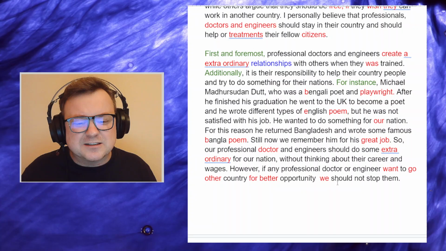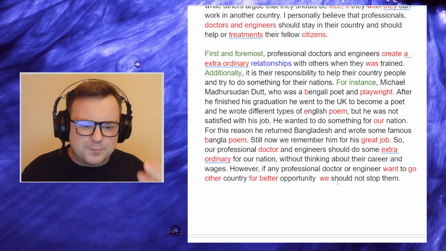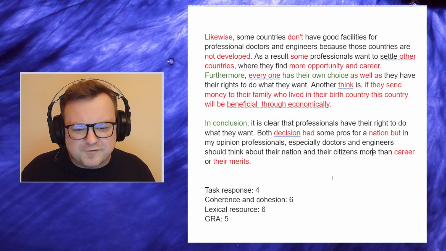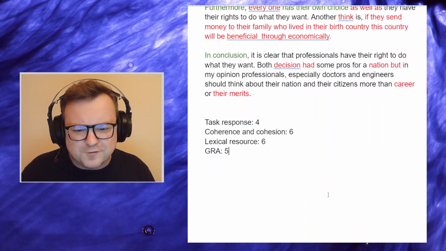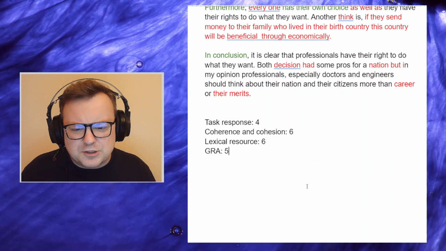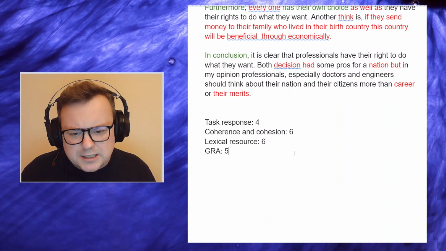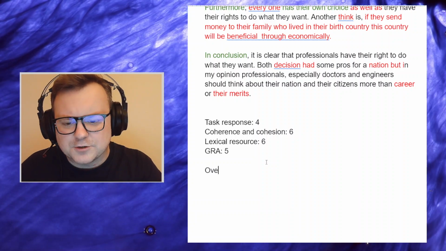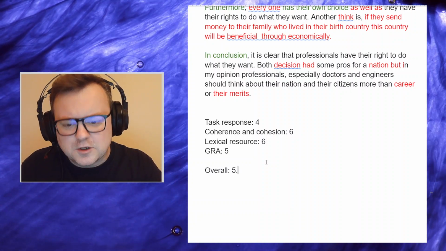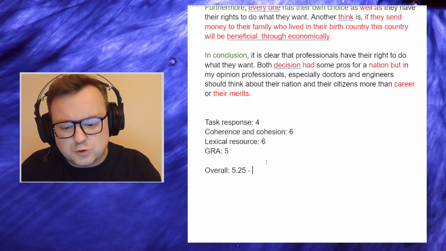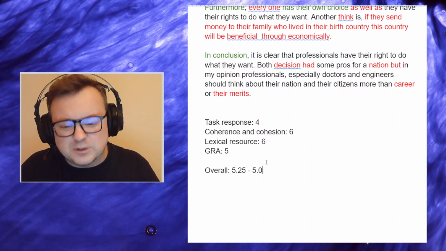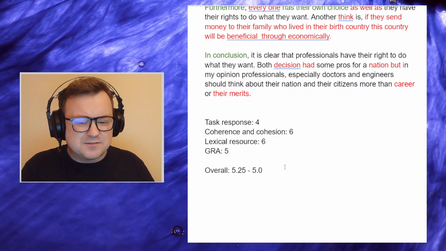And also, the candidate can't control singular nouns and plural nouns. And for me, that's a big red flag. And so I can't award higher than a 5 for that. So that means the candidate's score overall is, the final score is 5.25, which of course we know comes down to a 5.0. And I think that's fair.